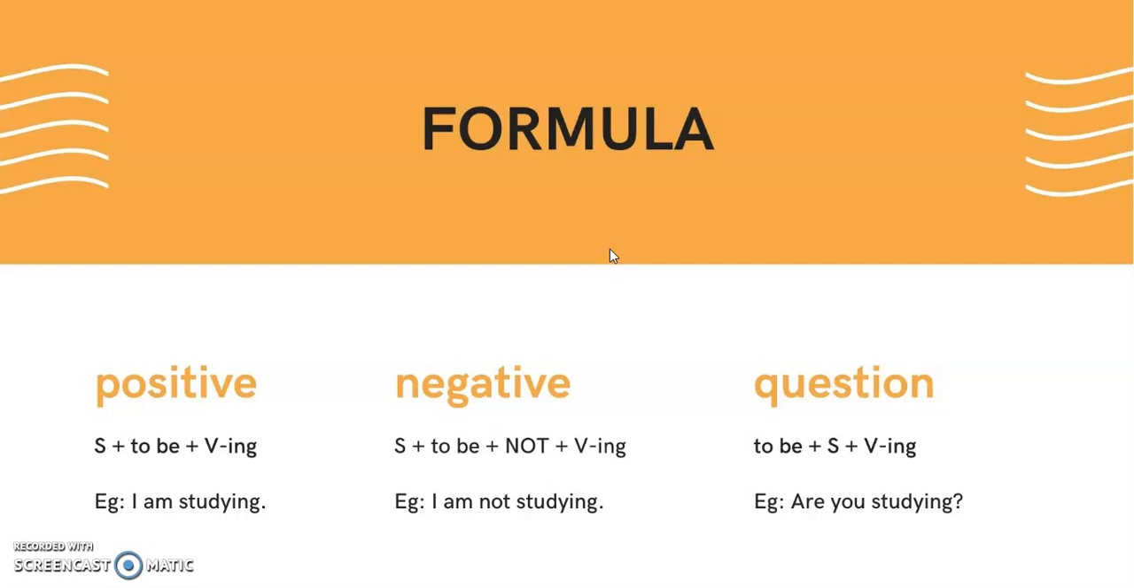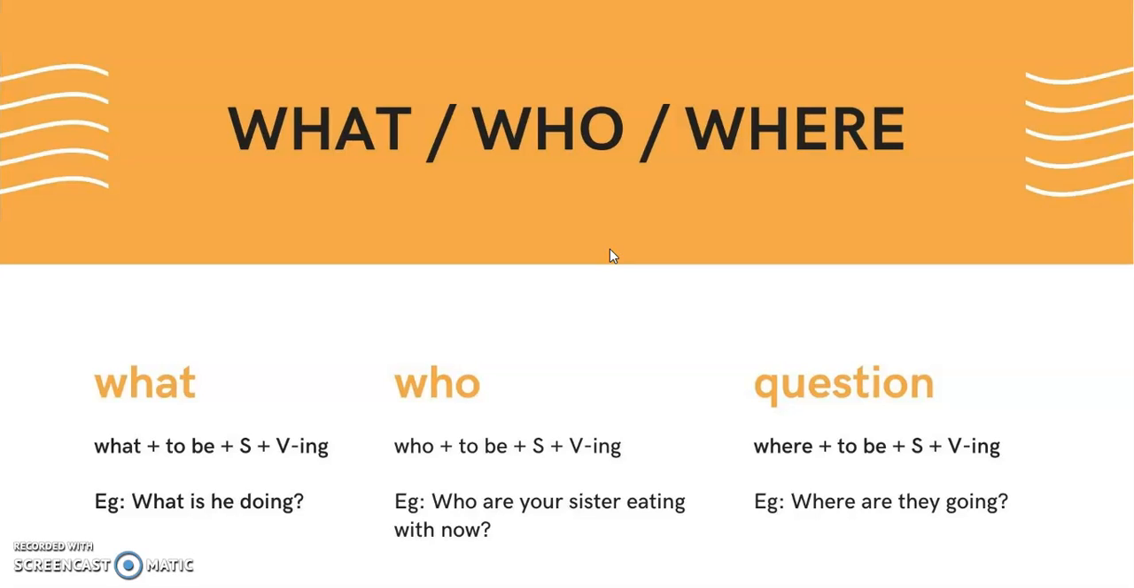So you have positive, negative, and question again. So don't forget, as in the previous lesson, in lesson 10, you also have to be plus verb ing. Don't forget the to be, and the verb ing. Now in the question, the to be is also in the beginning of the sentence. Now, for what, who, and where, how do you add what, who, and where? You have what, who, and where in the beginning of the sentence. So, instead of to be, you have to put what, who, and where at first. So what, and then followed by to be.